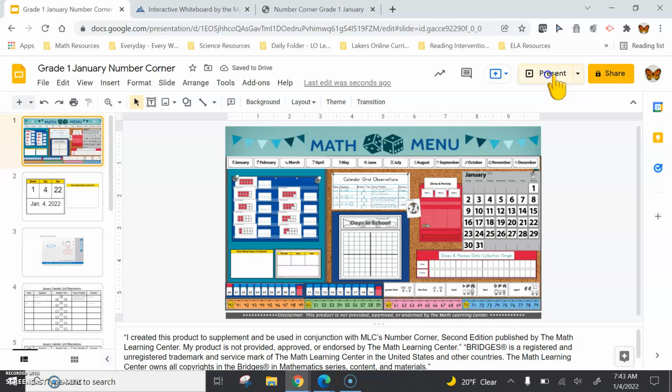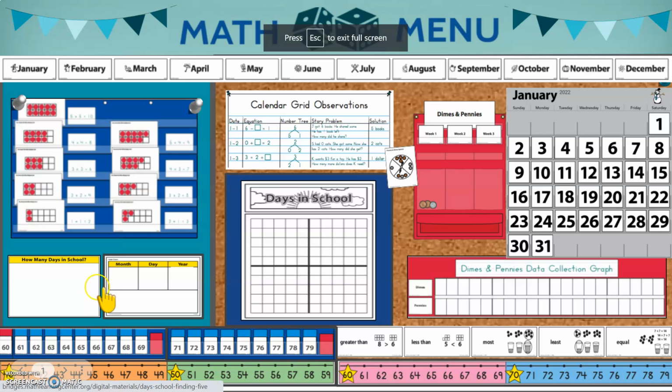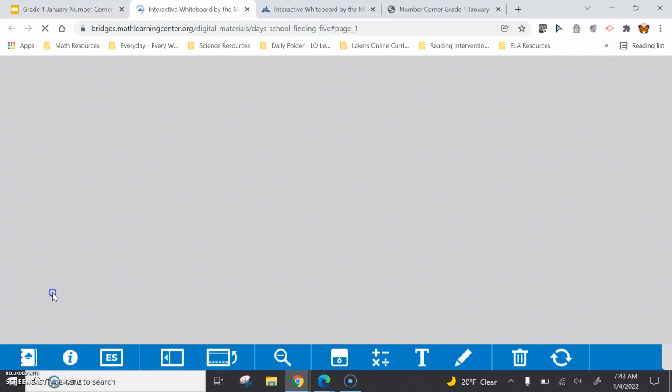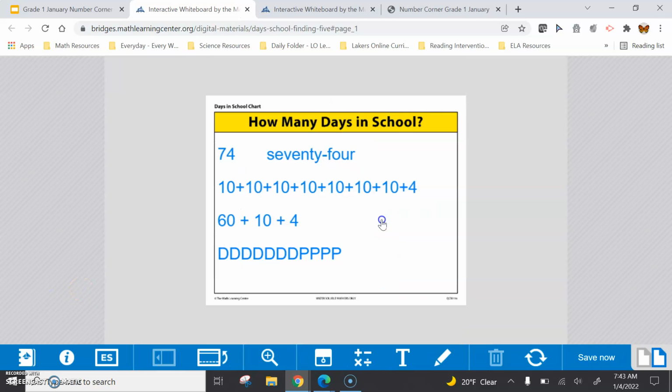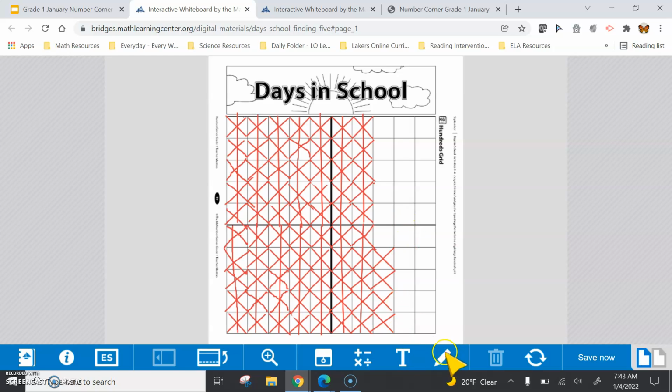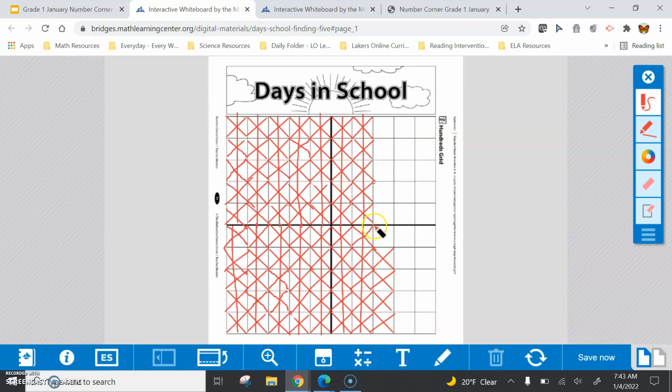Let's continue on with our activities now, and we're going to focus on our days in school. We are going to add another day. Oh my goodness. We have made it to a big number with our class. We've made it to the number, let's count it together before I say it.